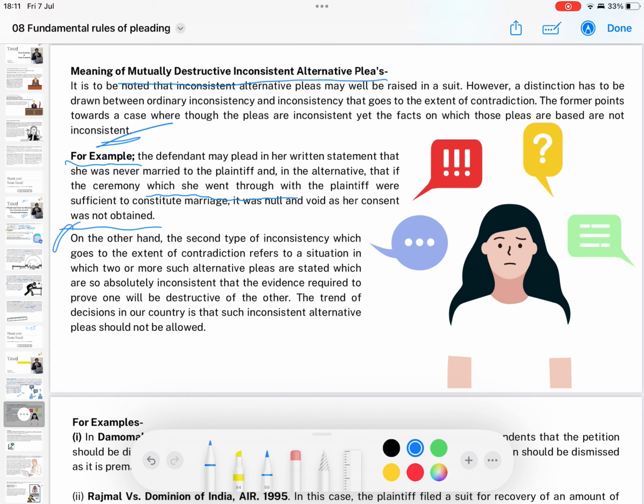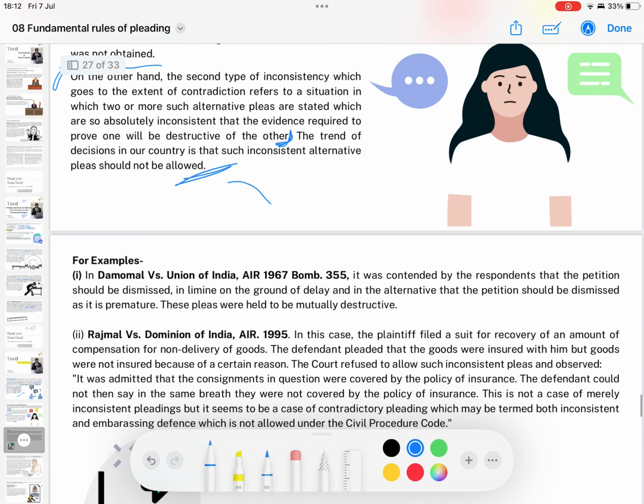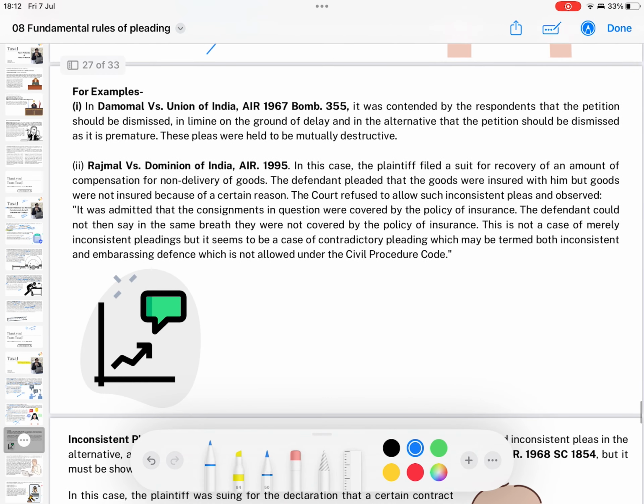On the other hand, the second type of inconsistency, which goes to the extent of contradiction, refers to a situation in which two or more alternative pleas are stated which are so absolutely inconsistent that evidence required to prove one will be destructive of the other. The trend of decision in our country is that such inconsistent alternative pleas should not be allowed. This is completely barred.